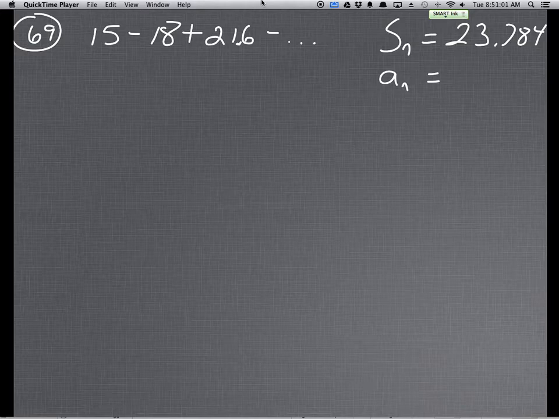So which formula do we want to use? The first sum formula? We don't know n, though, so the first sum formula is no good. So the last one, the second sum formula, a sub 1 minus a sub n times r. If I'm going to find a sub n, don't I have to have an equation that has a sub n in it? Yep, so that's why I need the second one.